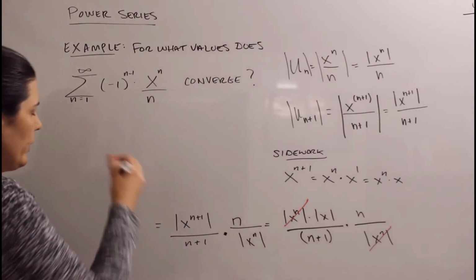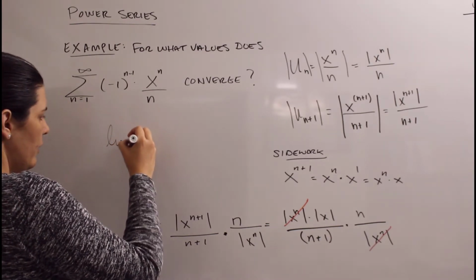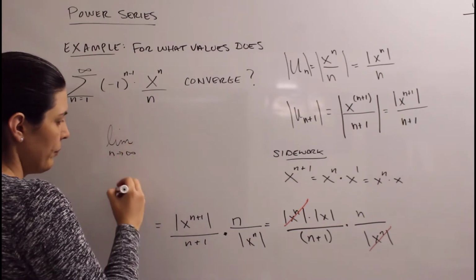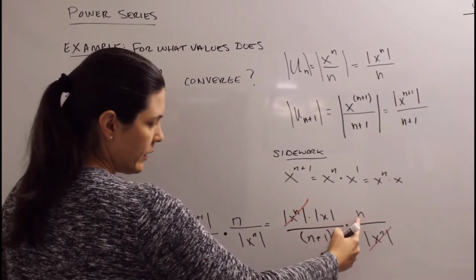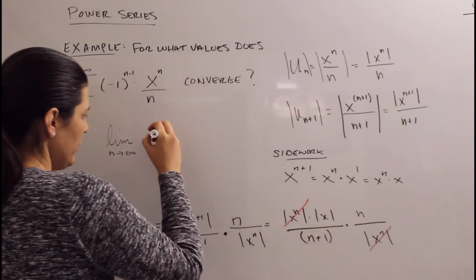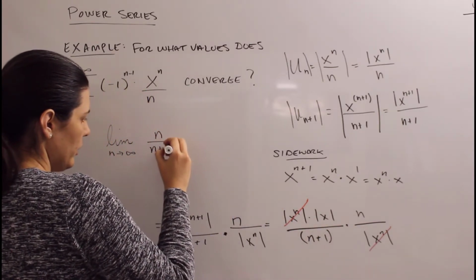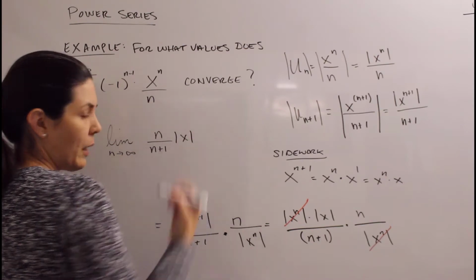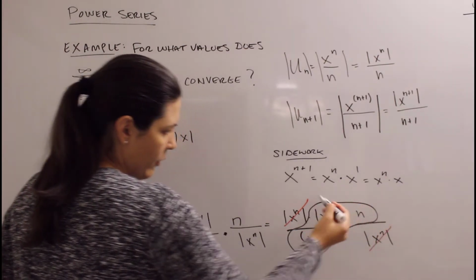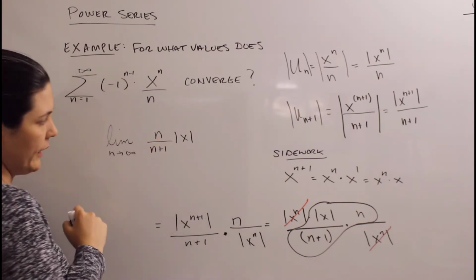Okay, so we are going to take the limit according to our ratio test as n goes to infinity of, let me go ahead and take this n and scoot it over on top of n plus 1, n plus 1, and then it's times absolute value x. So I'm just taking everything we didn't cross out from over here, just rearranged slightly.